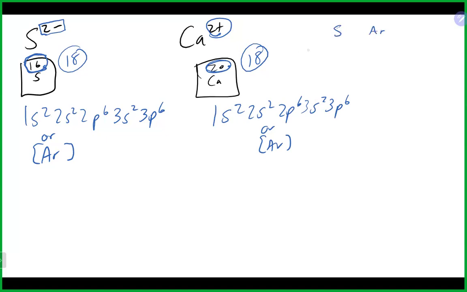Once again, if you look at the location of these guys on the periodic table, you've got kind of this situation happening. Calcium backs up to the noble gas that comes before it, and sulfur goes forward to do it. Again, they both achieve noble gas configuration.